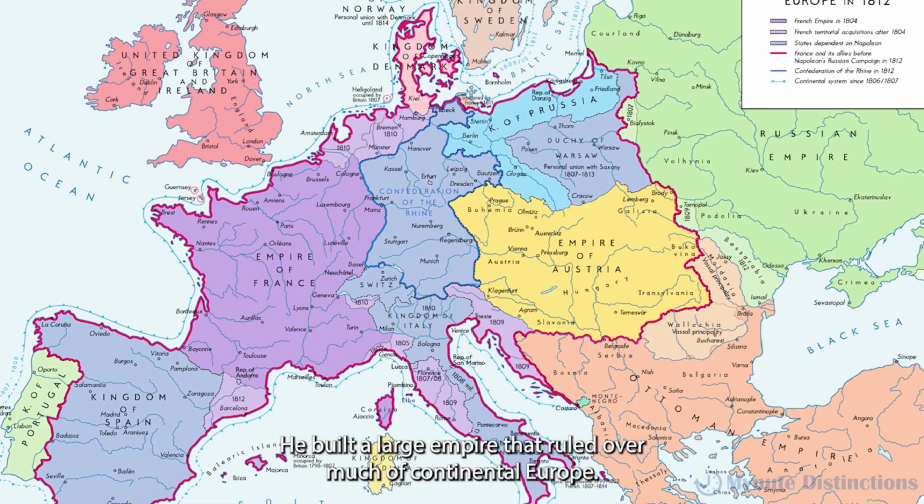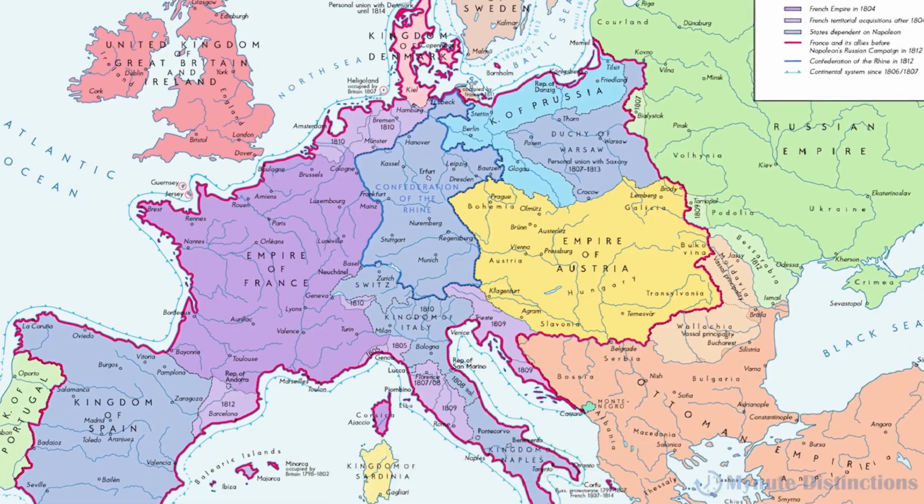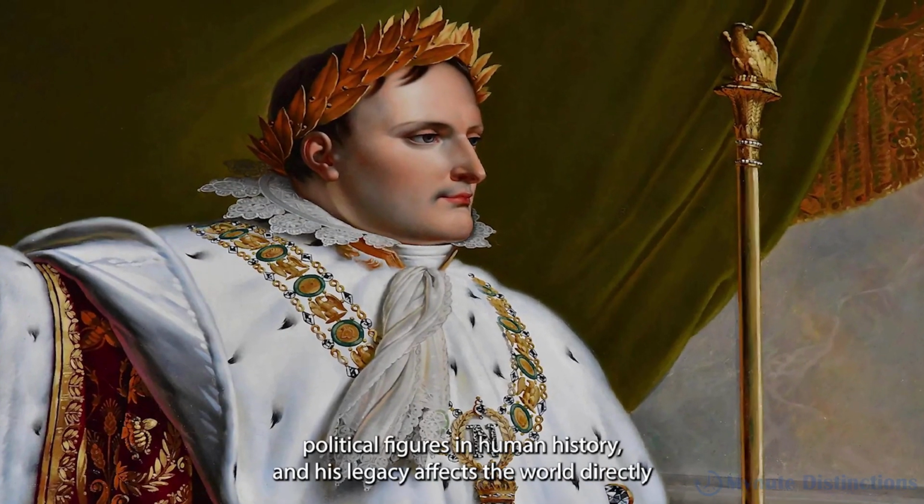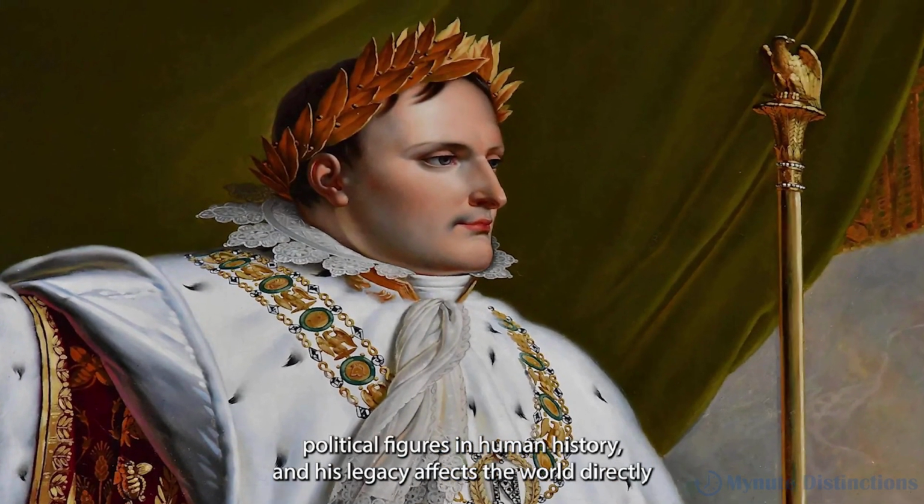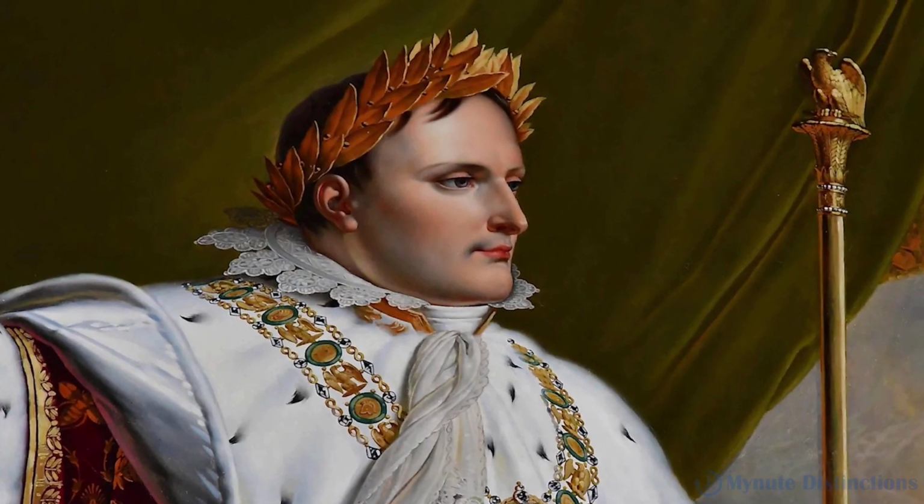He built a large empire that ruled over much of continental Europe. He remains one of the most celebrated political figures in human history, and his legacy affects the world directly until today.